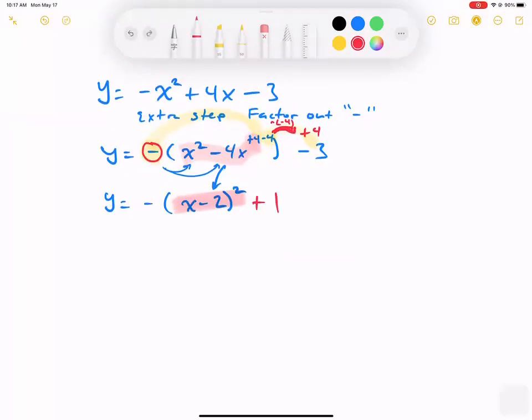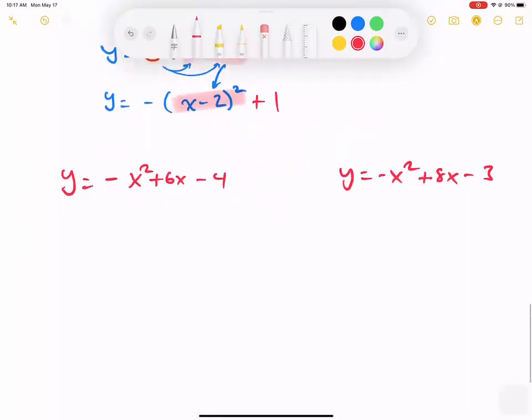Let's do this one more time. Y is equal to negative x squared plus 6x, no, let's do minus 4. And then y is equal to negative x squared plus 8x minus 3. Okay, 2 problems. We're going to do them at the same time. Let's see if we can figure them out using similar steps. Thank you again to those guys who are participating in the chat. It's helpful. Hopefully it's helpful to you.